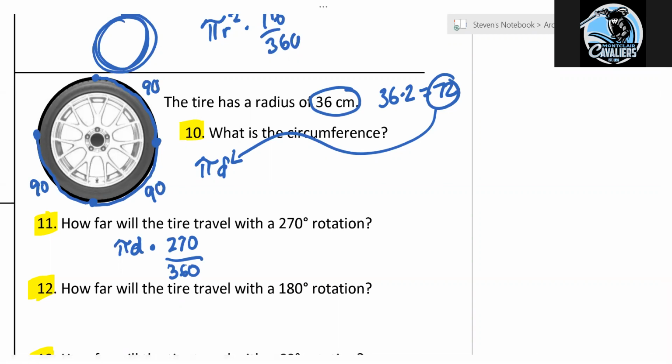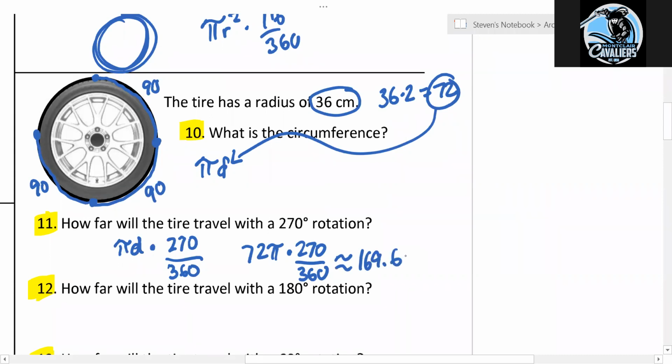All right, so the diameter, like we said, was 72. So I'm going to say 72 pi times 270 divided by 360. Punch that in: 72 times pi times 270, then divided by 360. And I got 169.6. Hopefully you're getting the same thing. 169.6 centimeters, approximately, after we round it.